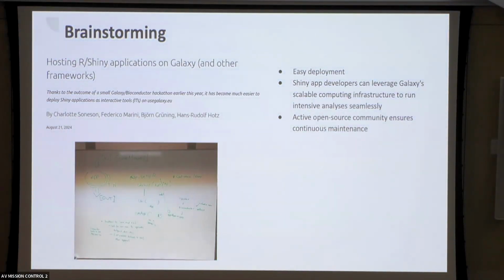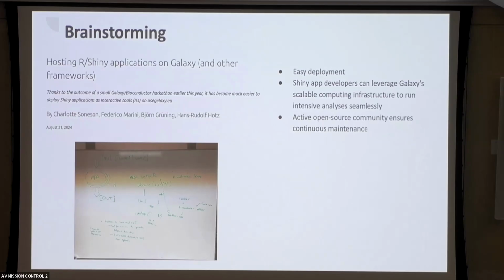So it all started a year ago in spring 2024 when Charlotte, Federico, and Hans visited Freiburg, brainstorming how to host Shiny applications on Galaxy. The aims being easy development, and so that the Shiny app developers can leverage the scalable computing infrastructure behind Galaxy. And once it's deployed, we have the flourishing Galaxy community that can usually take care of maintenance. It's actually win-win for both the Shiny app developers and also for the Galaxy user community at the end.